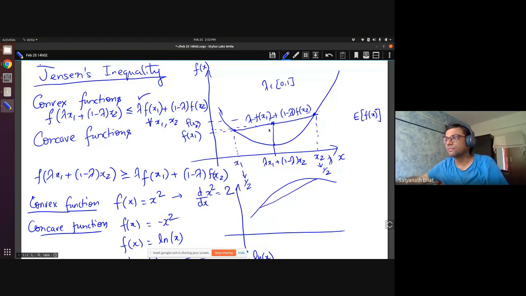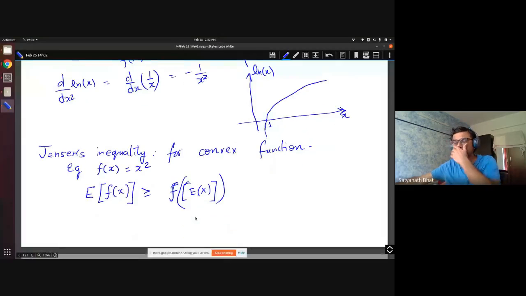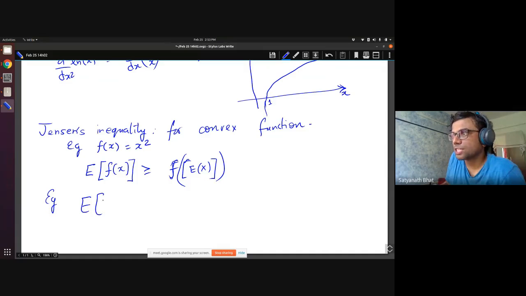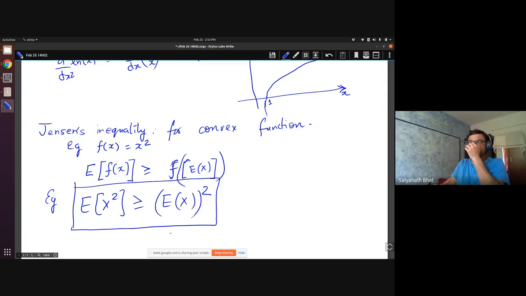So for convex functions f, the expected value of f of x is greater than f of expected value of x. So if I take the example, expected value of x square is greater than expected value of x whole squared. Can someone tell me why this is true? Is it true, first of all? For any random variable x, I'm claiming Jensen's inequality says that this is true. Can someone verify this for me?